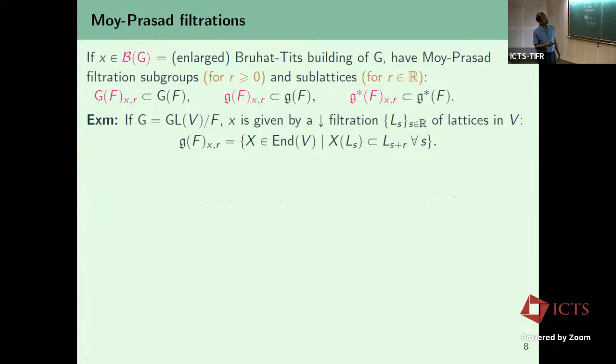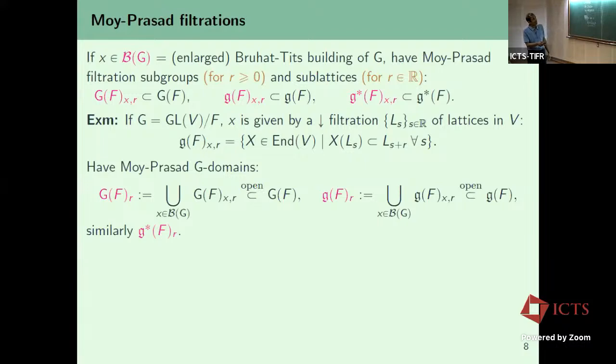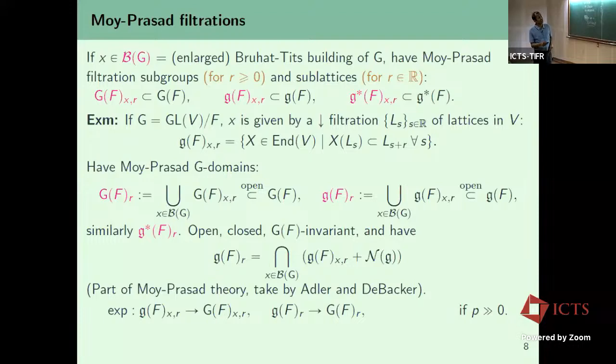The thing is, these are not good enough to study characters. These are not sufficient to study the range of validity of character expansion, because these are not closed under conjugation. If you conjugate G(F)_{x,r}, you will land in G(F)_{gx,r}. So the natural thing to get a conjugation-invariant object is to take the union of all the G(F)_{x,r}. That's an open neighborhood of 1 in G(F), and similarly you have an open neighborhood of 0 in the Lie algebra of G(F), and similarly in the dual Lie algebra. These are very nice regions. They are open, closed, and also invariant under conjugation or adjoint action as applicable.